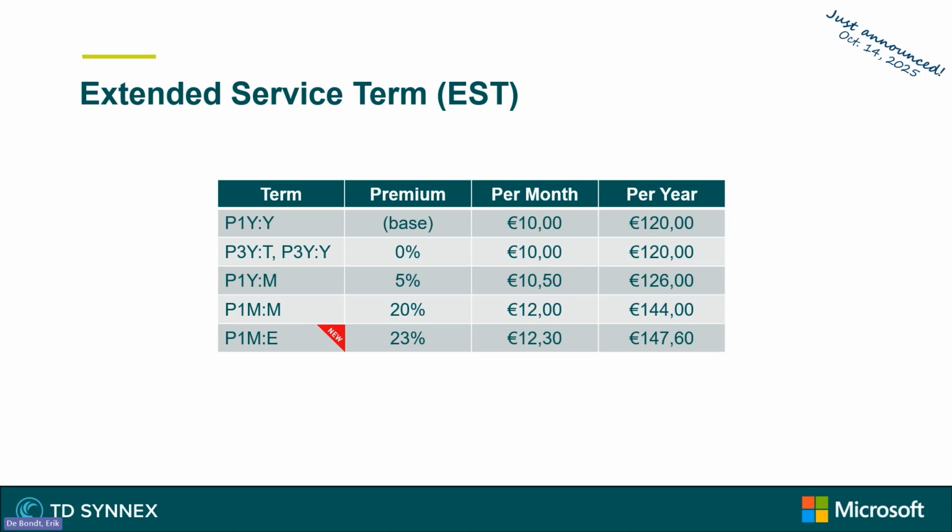As we all know, in the yearly term with monthly payment, you get a 5% premium, so the price goes up a bit. In the monthly term with monthly payments, so non-flexible, you have a 20% premium. For the EST, so a monthly term with a flexible environment, you get a 23% premium. So there is a price to have the flexibility, but it can have some advantages in some cases.